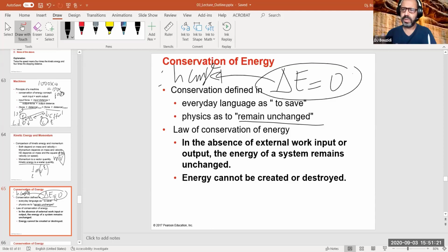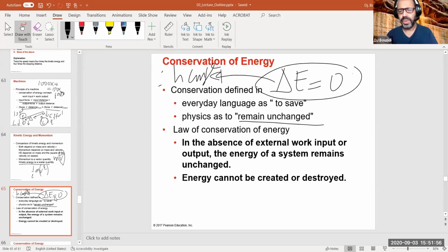So that's exactly what it means. It has no political meanings whatsoever. So the law of conservation, in the absence of external work, input or output, the input such as an engine, for example, is inputting energy in your system. The car, for example, has an engine, which is a chemical reaction that is adding energy to the overall system, okay? Or an output, for example, taking from your energy, draining energy out of your system, such as friction, for example, or air resistance, or whatever the process that you're dealing with. In this case, the energy of the system remains unchanged, okay?